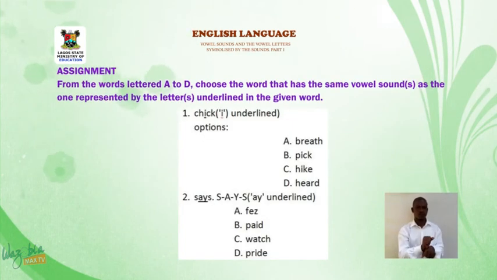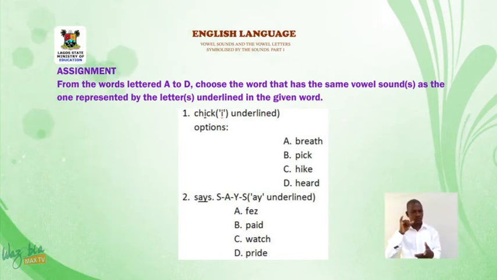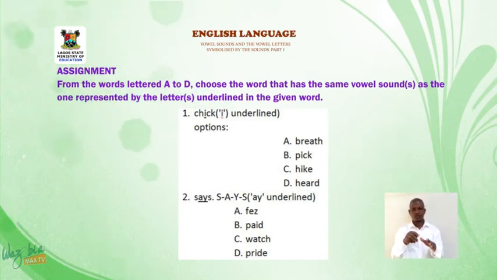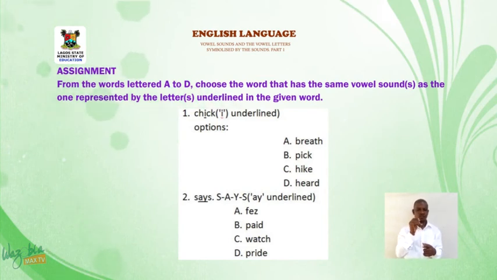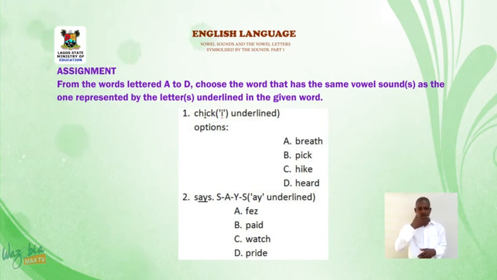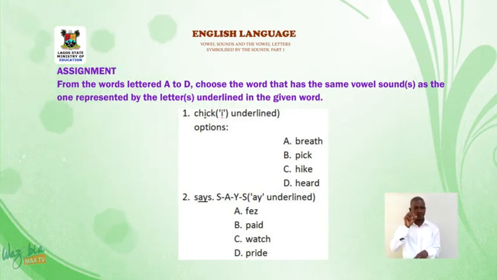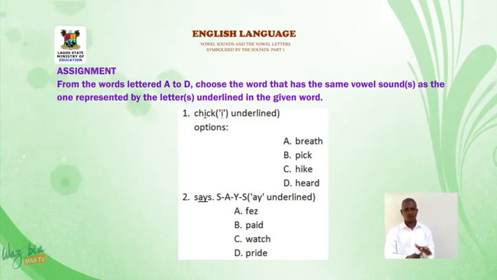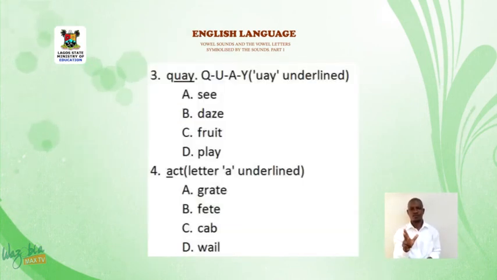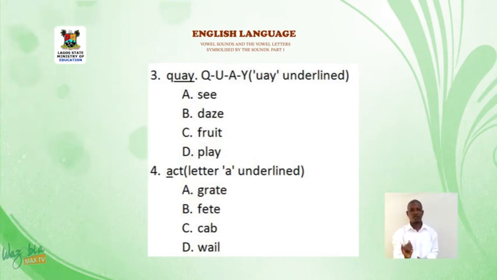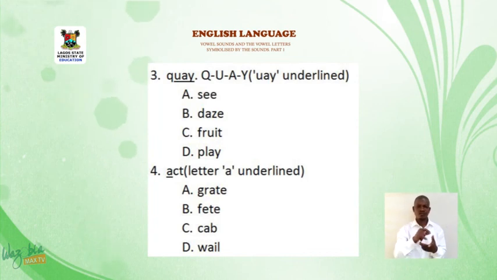Assignment. From the words lettered A to D, choose the word that has the same vowel sound or sounds as the one represented by the letters underlined in the given words. 1. Chick, I underlined. Options A, breath; B, pick; C, hike; D, heart. 2. Says, A-Y underlined. A, fez; B, paid; C, watch; D, pride. 3. Key, Q-U-A-Y, U-A-Y underlined. A, sea; B, days; C, fruit; D, play.